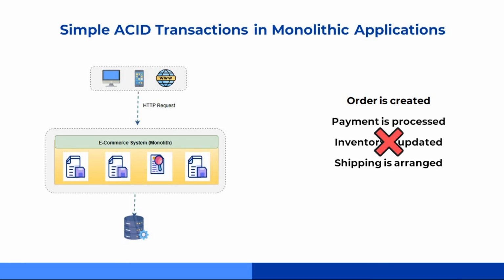That means the order is not saved, the payment is not captured, no changes in inventory, and no shipping is arranged. Your database stays clean, like nothing ever happened. That's the magic of ACID transactions, especially the atomicity part. Everything is handled together as one solid block, so your data always remains safe and consistent.